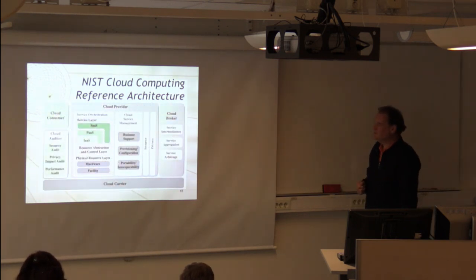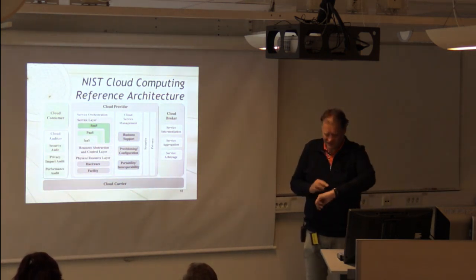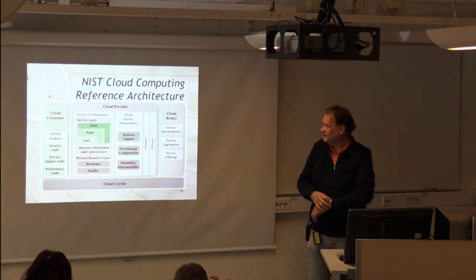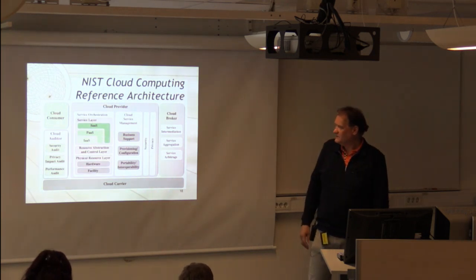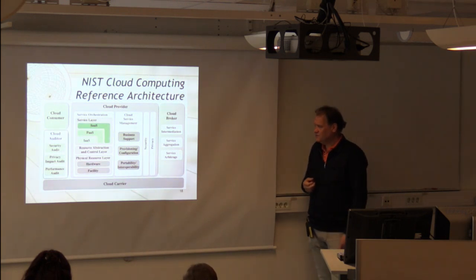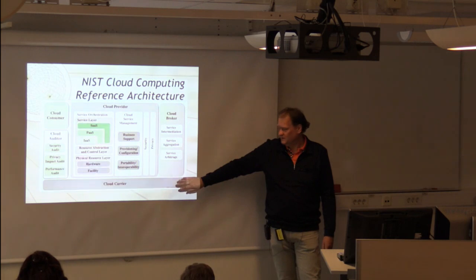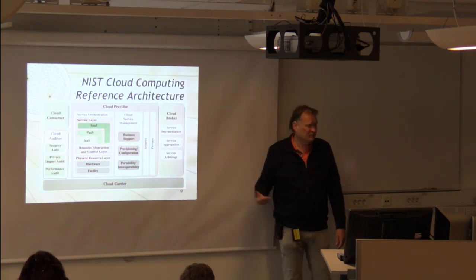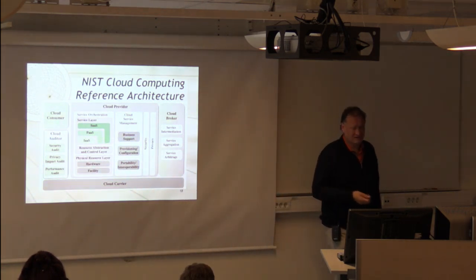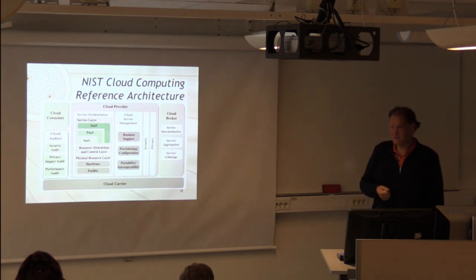So this is a picture of this reference architecture. And as you see, there are different blocks here. We start down here with a cloud carrier, which typically is just a normal network carrier. So this is just the basic network.